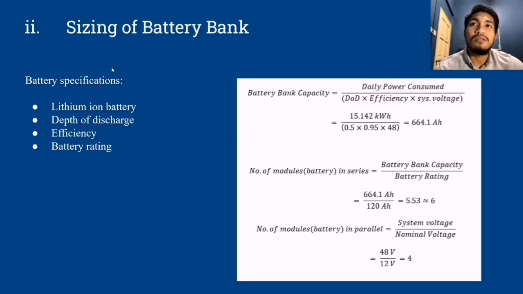Number 2 is the sizing of the battery bank. There are some battery specifications that we need to know, which are the type of battery we use, depth of discharge, efficiency, and also the battery rating. For the battery bank capacity, we obtain 664.1 ampere hour, the number of batteries connected in series is 6, and the number of branches is 4.